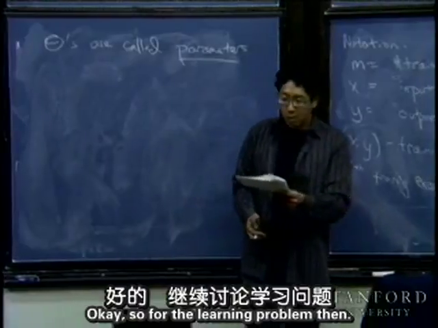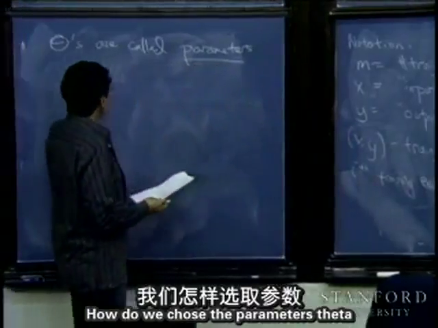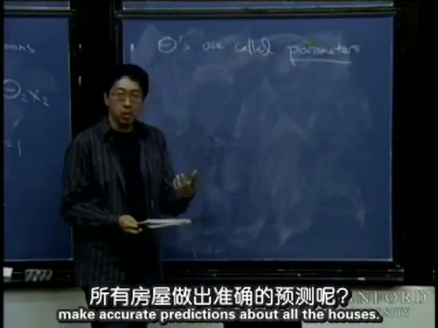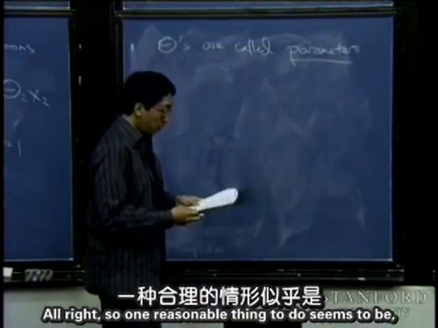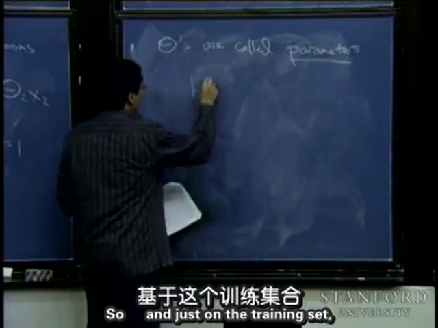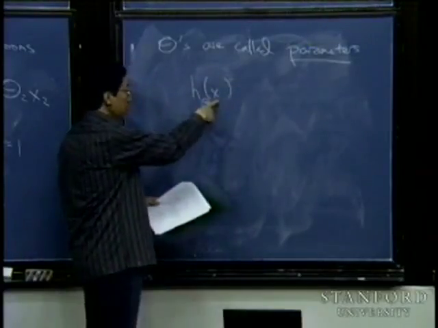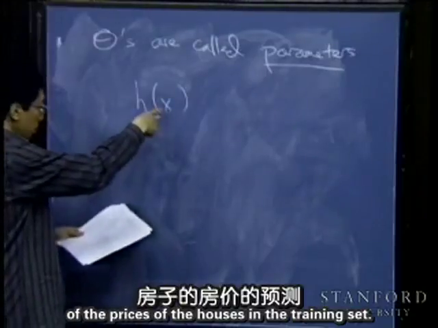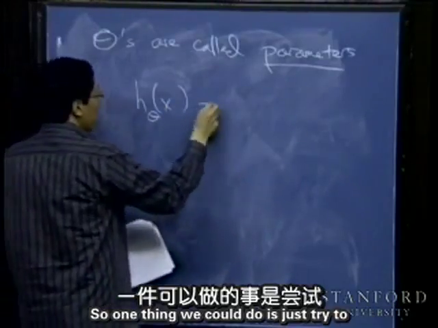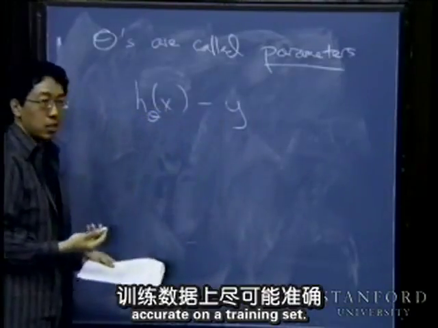Okay. So, let's talk about the learning problem then. How do we choose the parameters theta so that our hypothesis H will make accurate predictions about housing prices? One reasonable thing to do seems to be that we have a training set, and on the training set, our hypothesis will make some predictions of the prices of the houses in the training set. So one thing we could do is just try to make the predictions of a learning algorithm accurate on the training set at least, right?